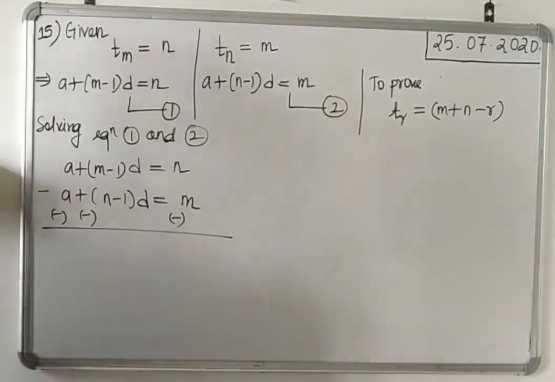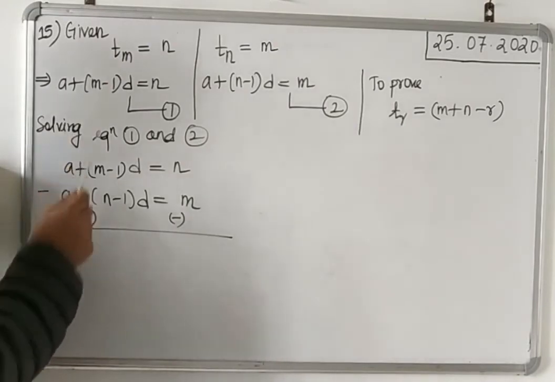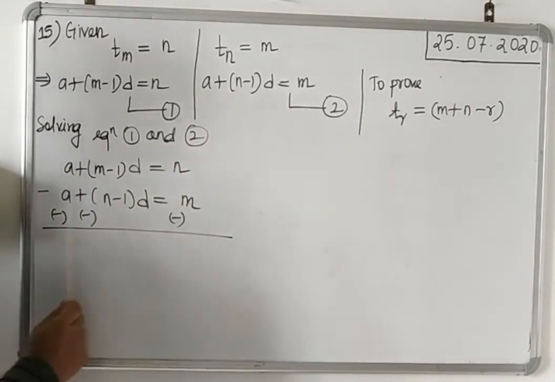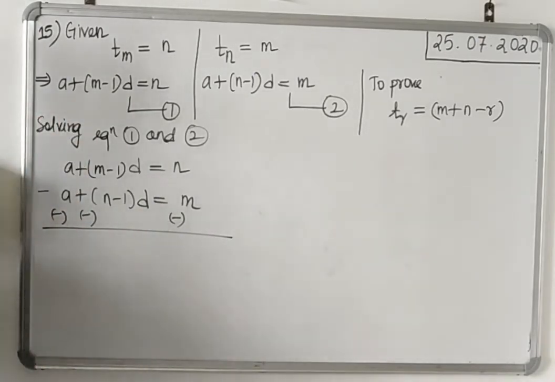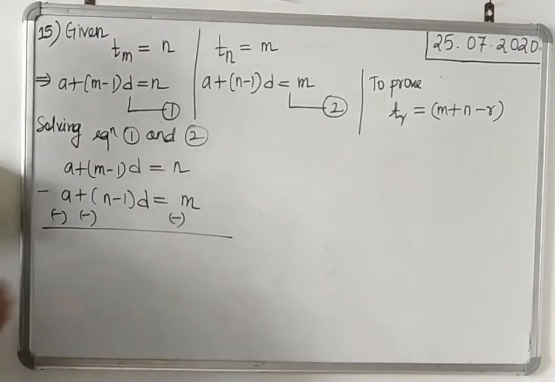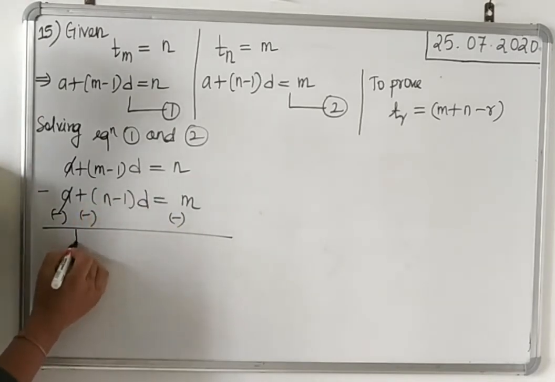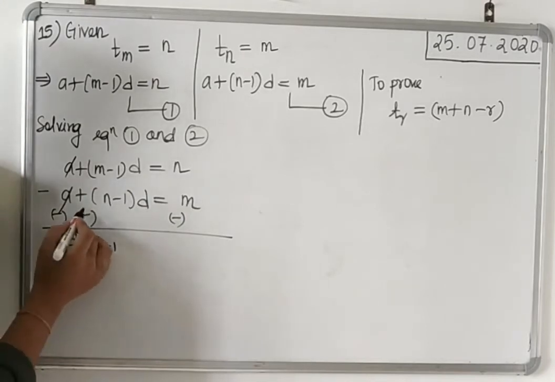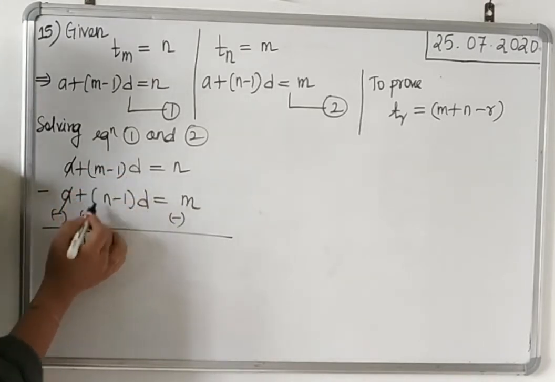Okay. So what we need to do is solve these two equations. Solving means we have to cancel and find the values of a and d. So let us subtract equation 2 from equation 1. Minus sign, this will be minus, minus, minus. So plus a and minus a get cancelled out. The d is common, so inside the bracket I'll be getting (m minus 1) minus (n minus 1).